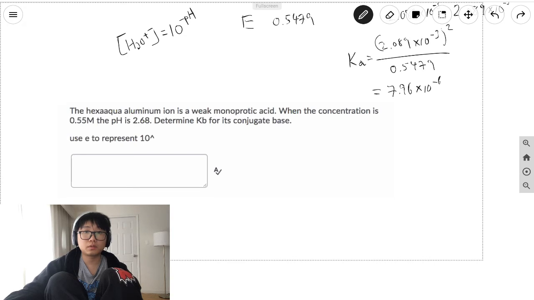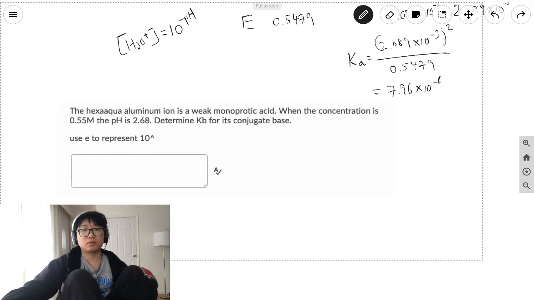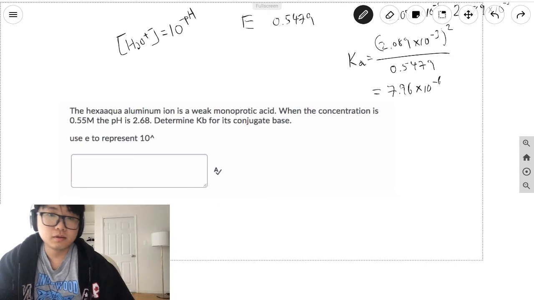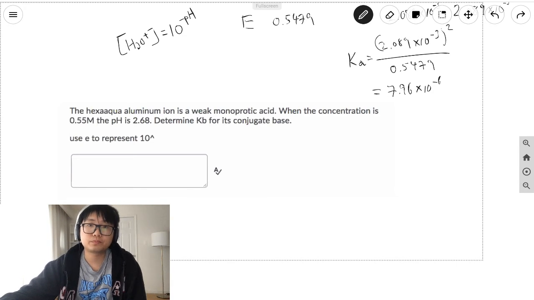Okay, weak monoprotic acid when the concentration is 0.55 molar. pH is 2.68. Determine the Kb for its conjugate base. Oh, okay. I think you can get that one right there. How do we do that? What is its conjugate base anyways?